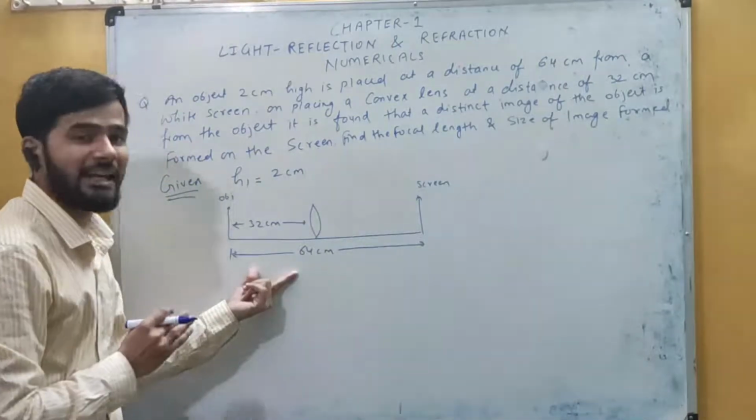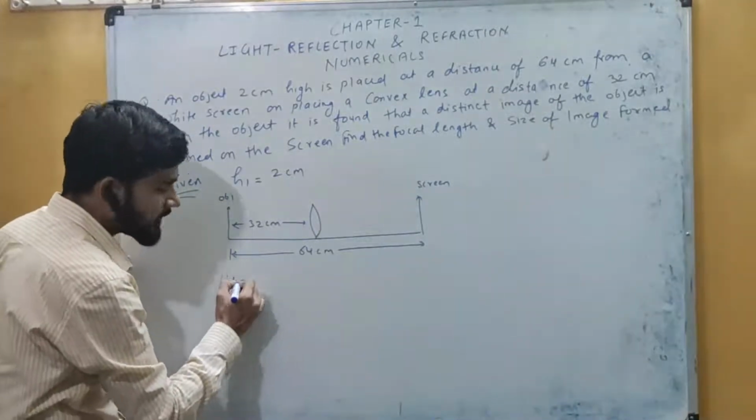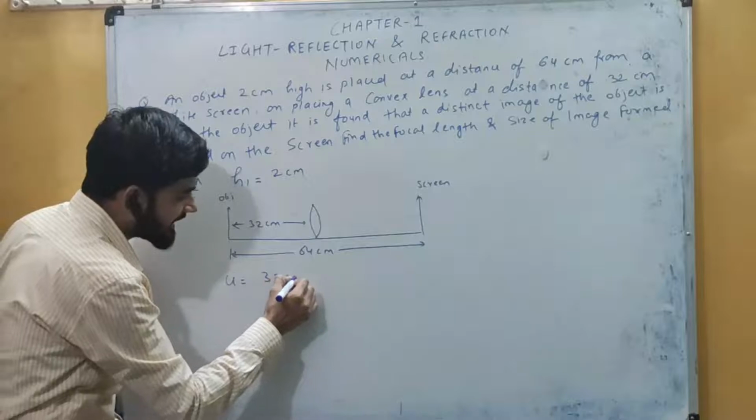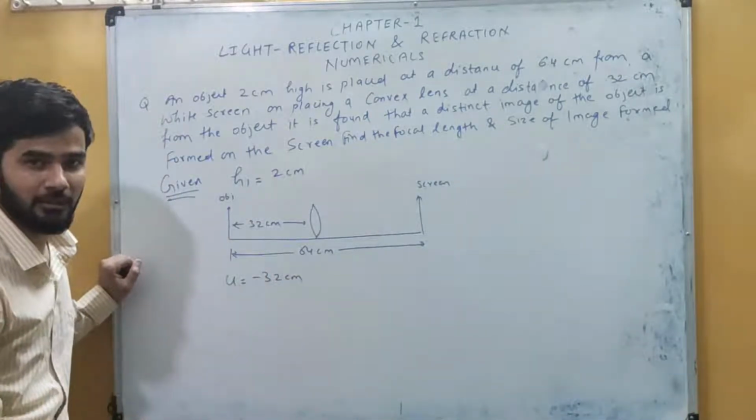Now here we can find the object distance. Object distance क्या होगी? This u is equal to, that is the distance between the lens and the object, that is equal to 32 centimeter. That is, you can say minus 32 centimeter.